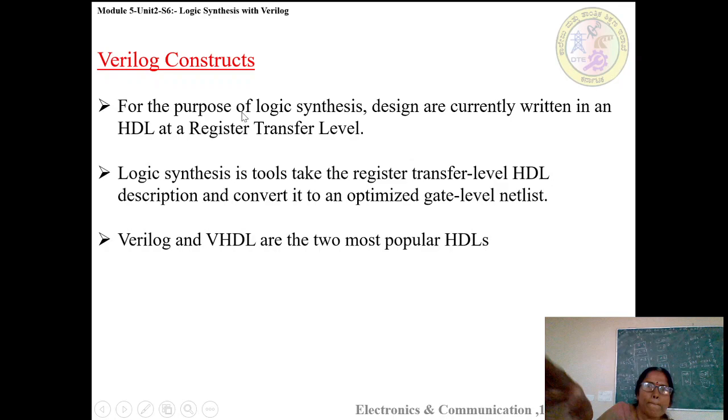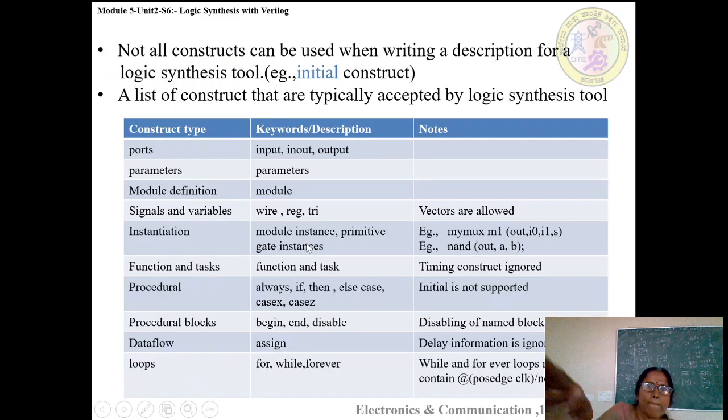For the purpose of logic synthesis, designs are currently written in an HDL at a register transfer level. Logic synthesis tools take the register transfer level HDL description and convert it to an optimized gate level netlist. Verilog and VHDL are the two most popular HDLs used for logic synthesis. Some constructs, types and keywords are listed here which are allowed in logic synthesis, and which are not allowed is also given.